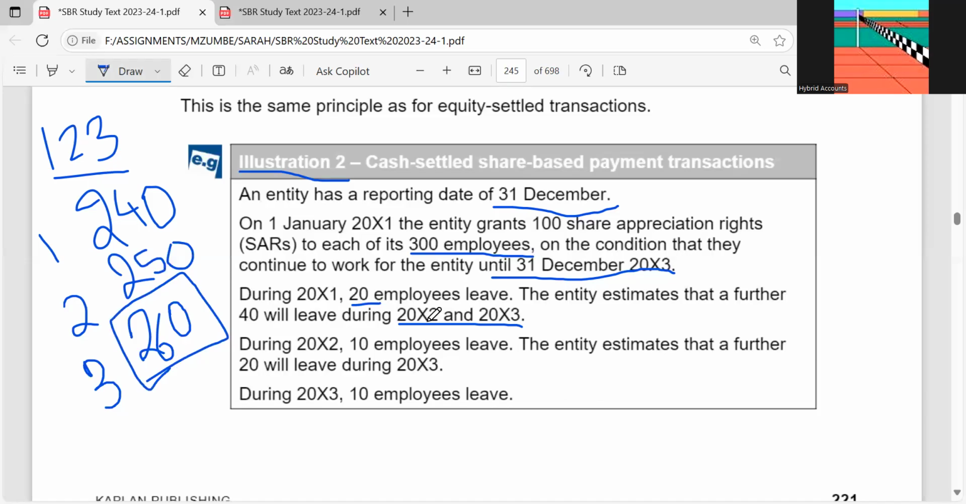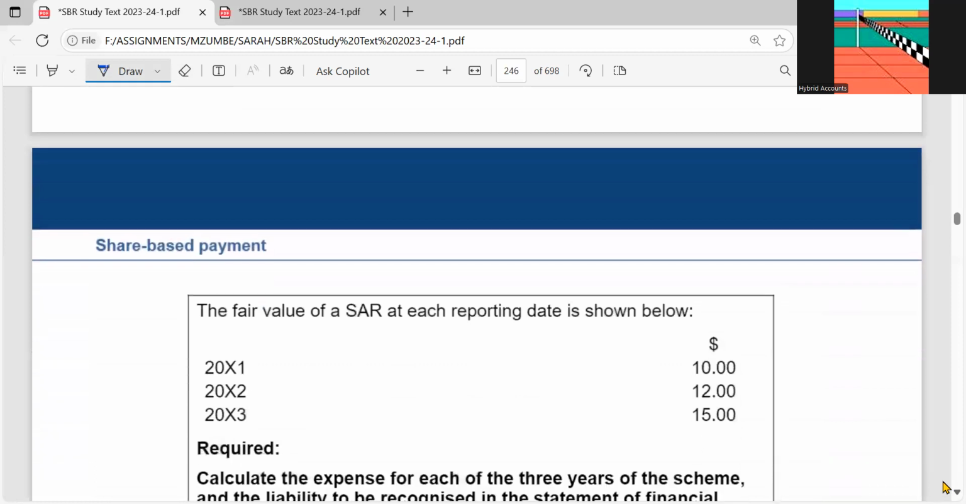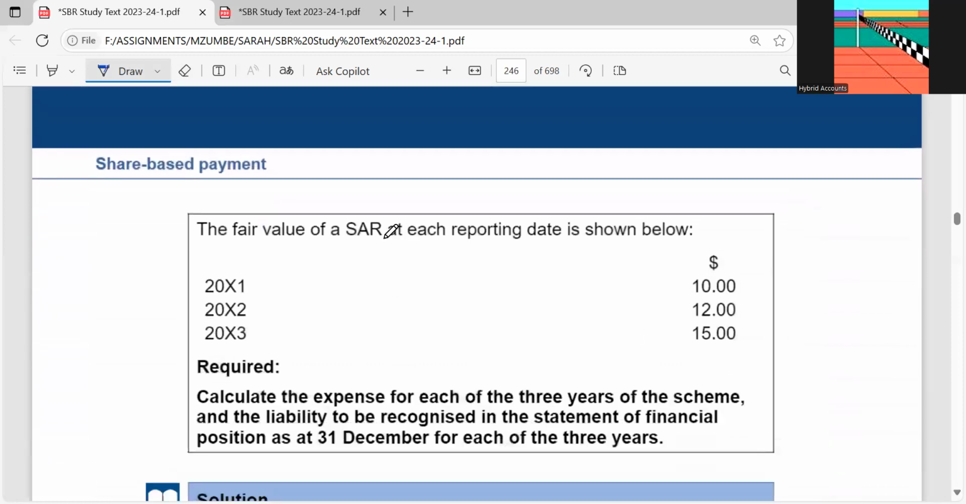Okay, so let's go on and see how we recognize this. We are given the fair value of the share appreciation rights at each reporting date. Now you see, for equity settled, we use the fair value at the grant date, which is at the beginning of period 1. But for cash settled share-based payments, we use the fair values at each reporting date, at the end of the year. So year 1 is 10, year 2 is 12, year 3 is 15.